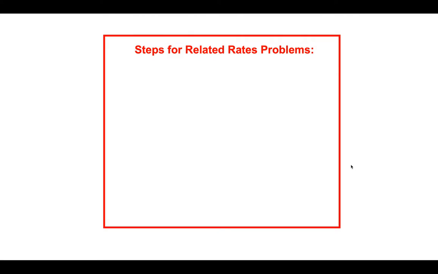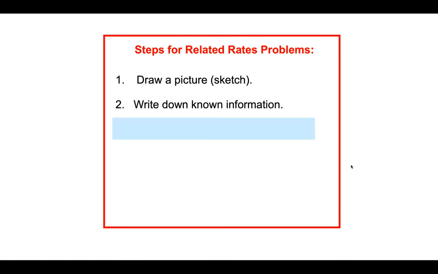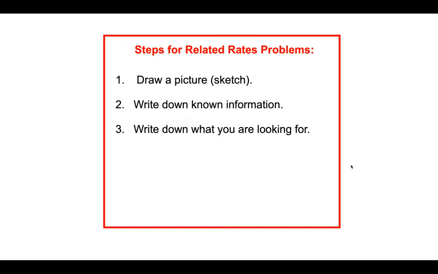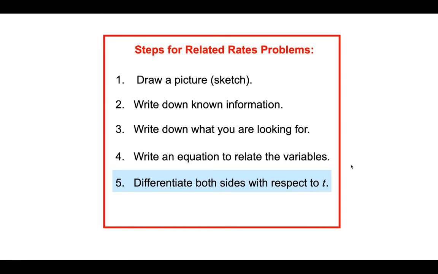All right, again, the steps for related rate problems are going to be to draw a sketch if you need to, write down the known information, write down what you are looking for, write an equation to relate the variables, differentiate both sides with respect to t, and evaluate.